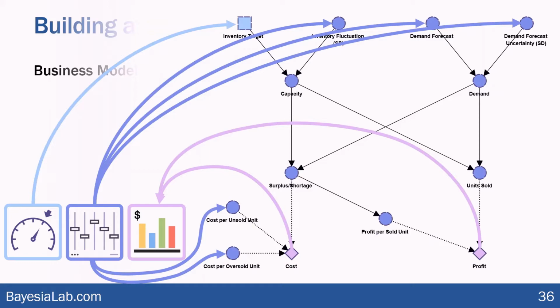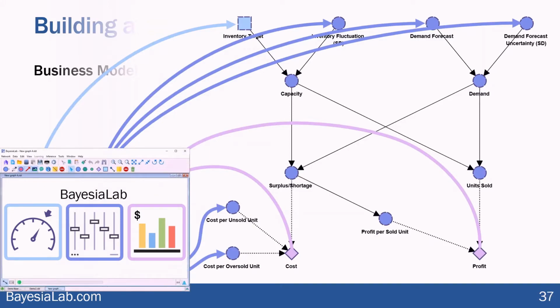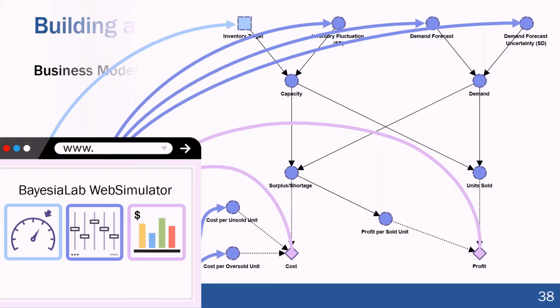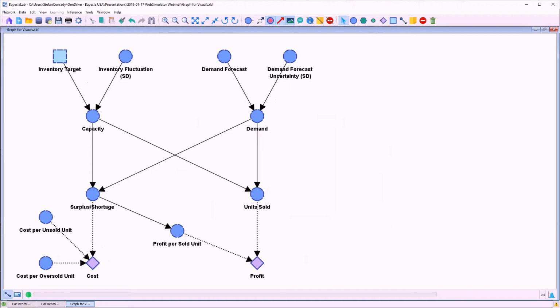Now, the way we're going to use that, first, we will do that inside BayesiaLab. BayesiaLab has its built-in control panel, the monitor panel, where we can immediately do that once we've built the network. And then later, we will transfer to the BayesiaLab WebSimulator. So you can then offer that control panel to anybody to whom you want to make it available via the web. Okay, let's switch to BayesiaLab.